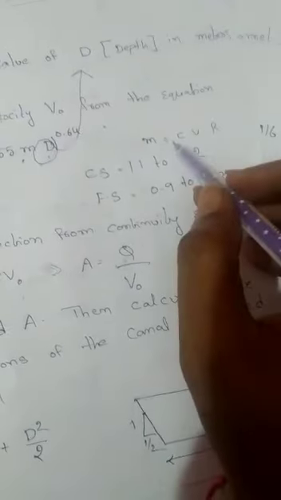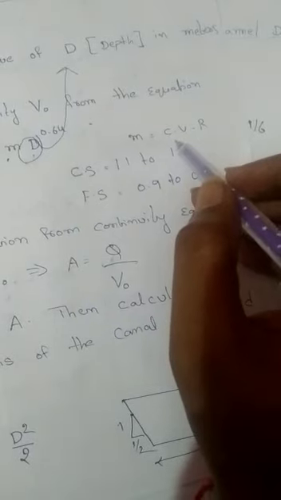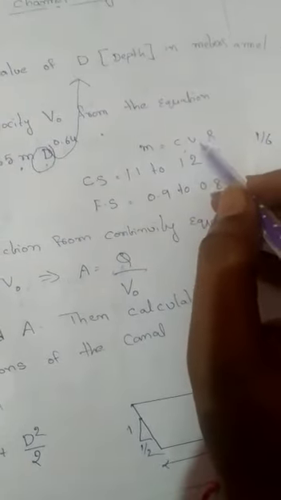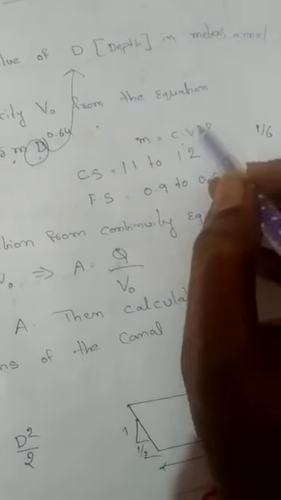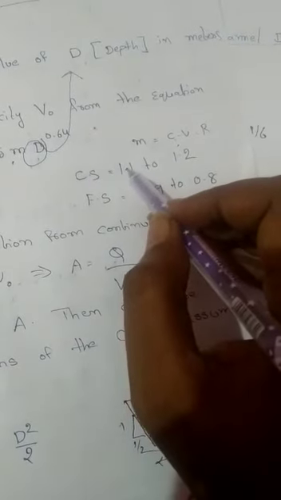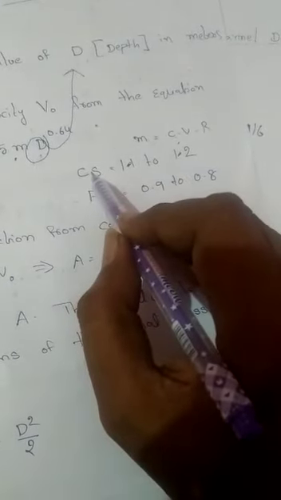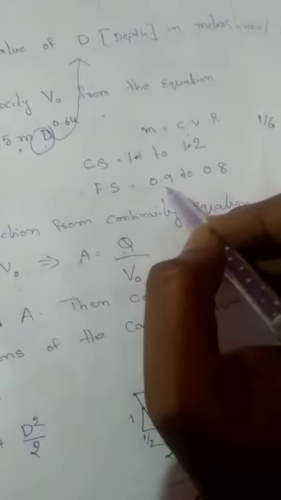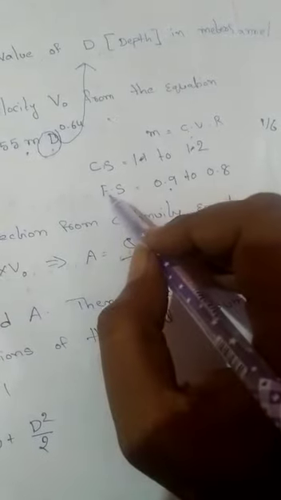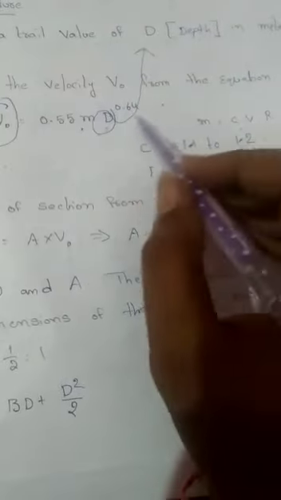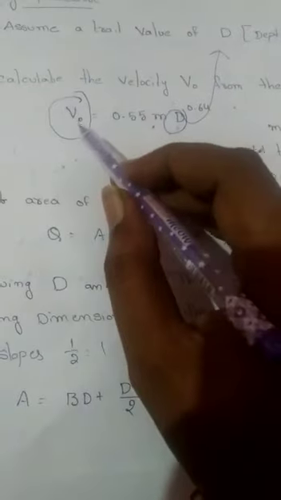Here m is also called the CVR, the cumulative velocity ratio, which varies from 1.1 to 1.2 for coarser sand type of soils and 0.9 to 0.8 for finer sand type of soils. Based on those values we have to calculate V0.